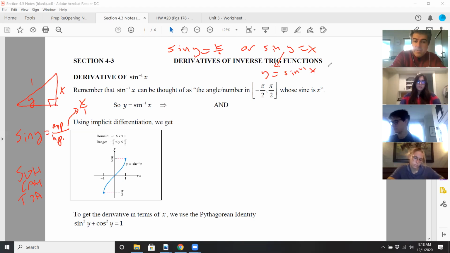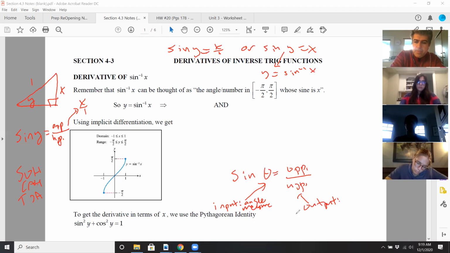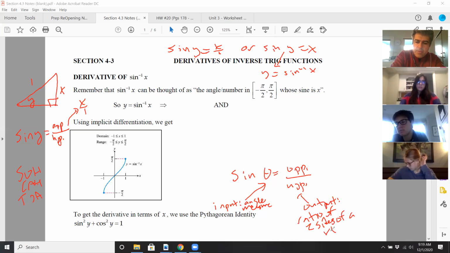it's reversed, right? So traditionally, we had sine theta equal opposite over hypotenuse. Traditionally, the input was an angle measure, right? We know this. And the output was a ratio of two sides of a right triangle. Again, all stuff we know. You don't have to write this down. If you're thinking, okay, I get this, fine, but I just have to talk about it. So the output is a ratio of two sides.